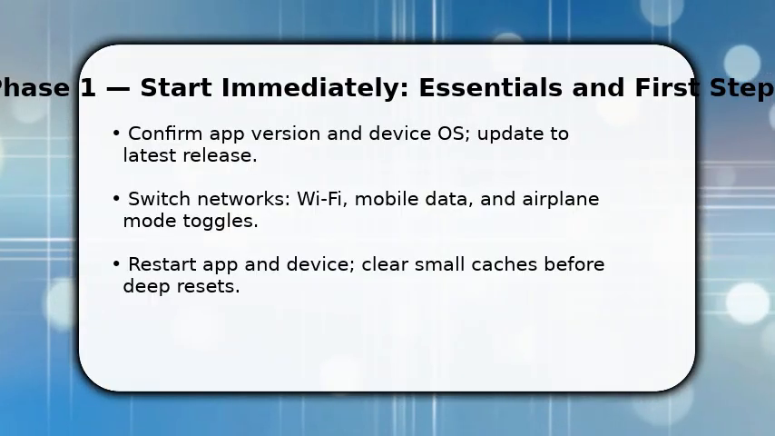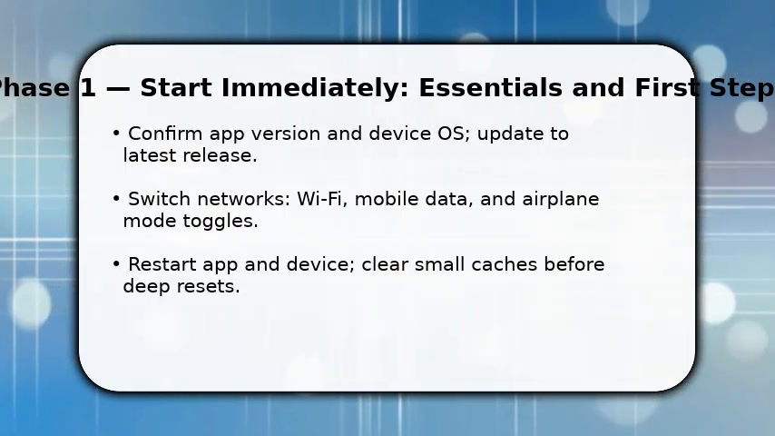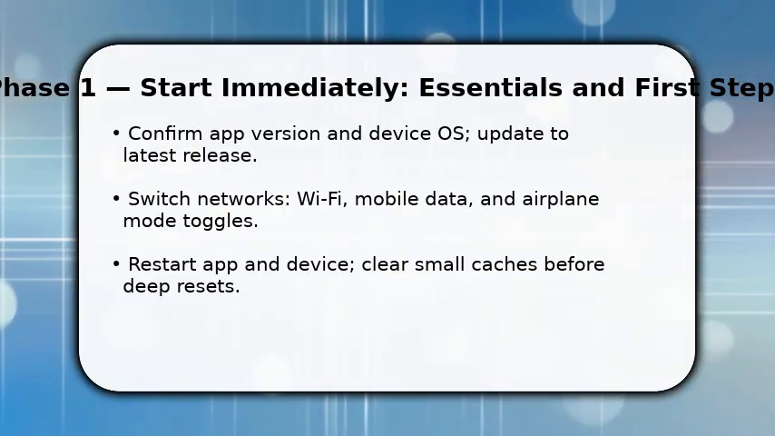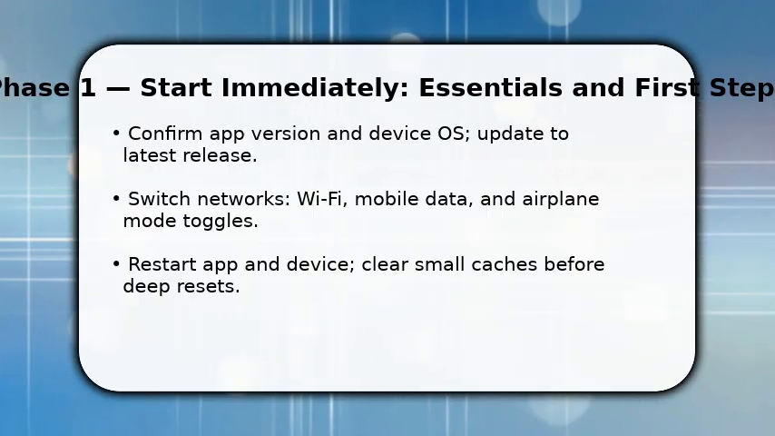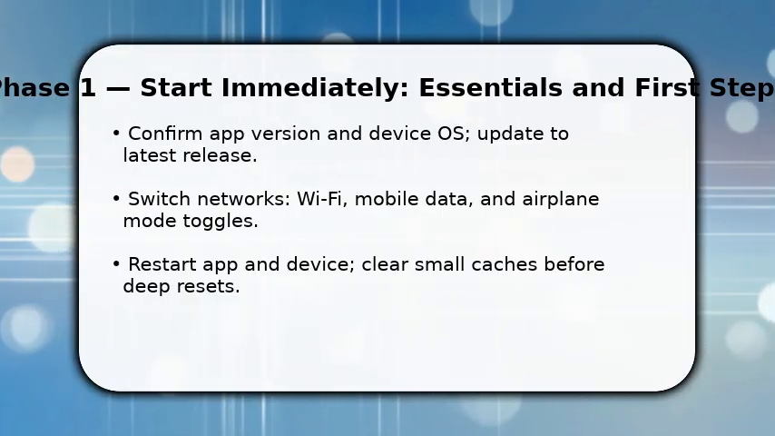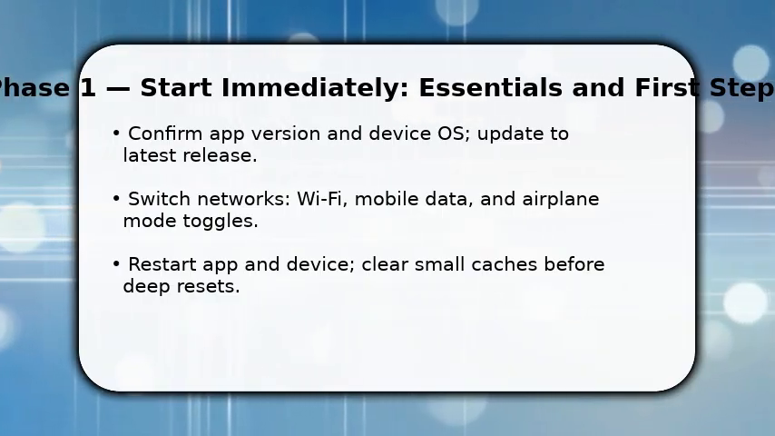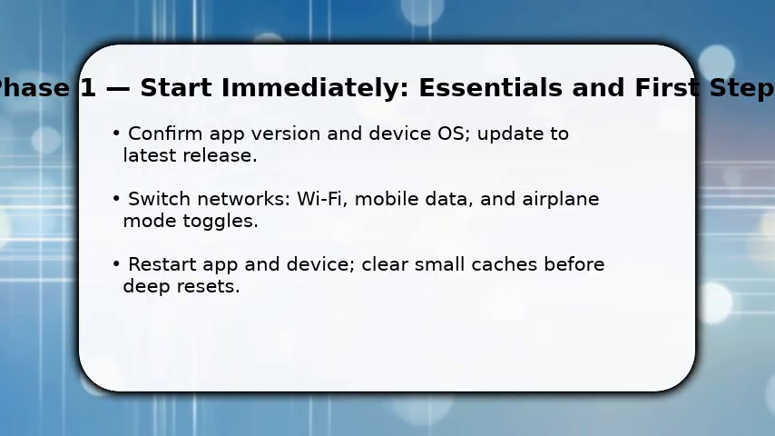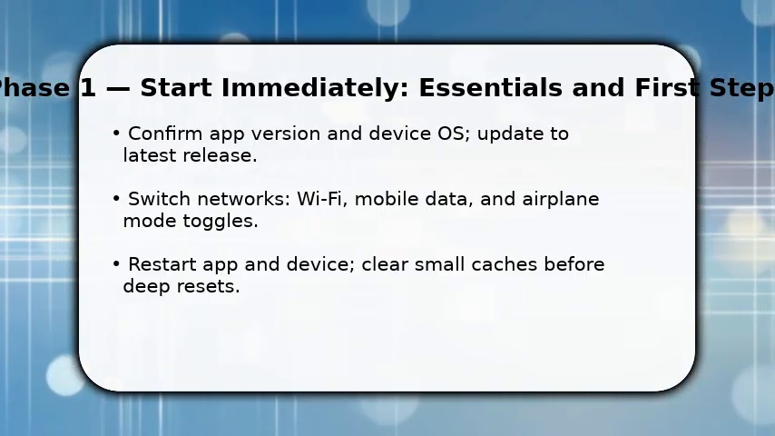You begin by verifying core prerequisites. Make sure TikTok and your device OS are updated to the latest versions. Once done, toggle networks, try Wi-Fi, then mobile data, and briefly enable airplane mode to reset radios. Next, force quit the app and restart your phone, because a fresh session often clears transient service errors.